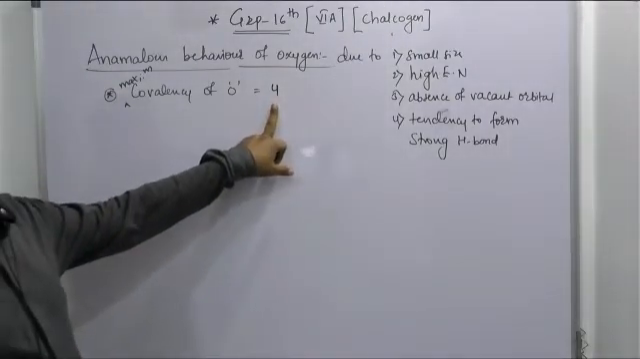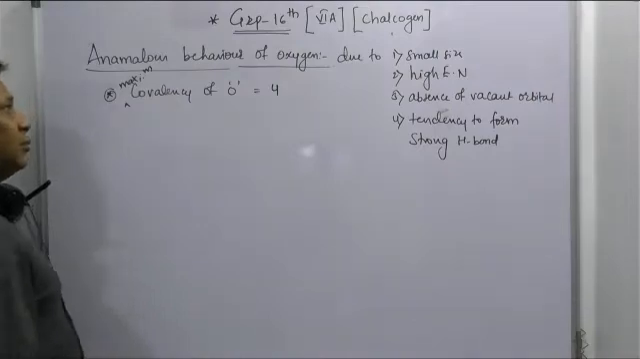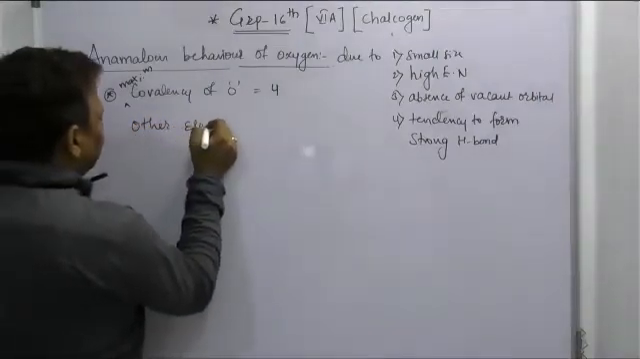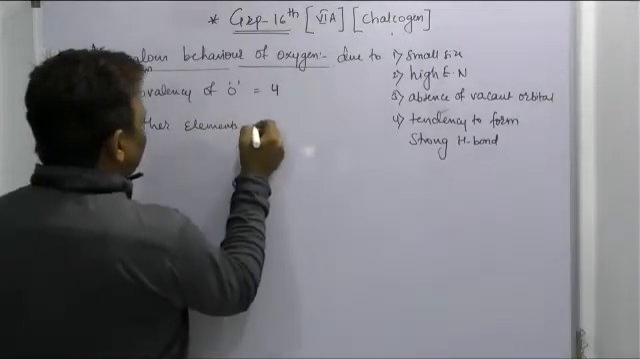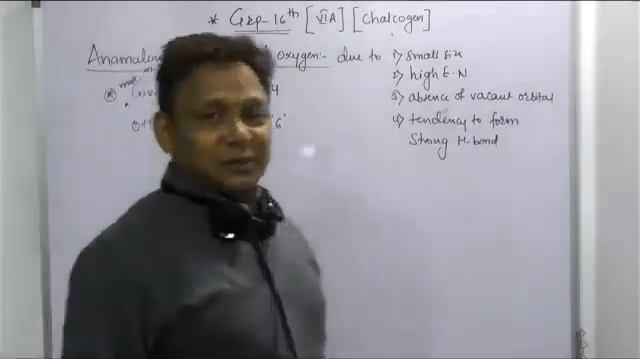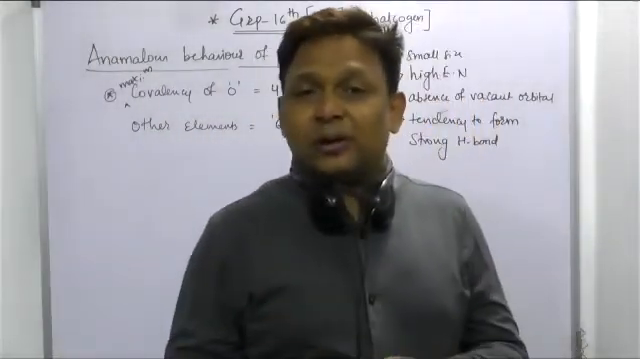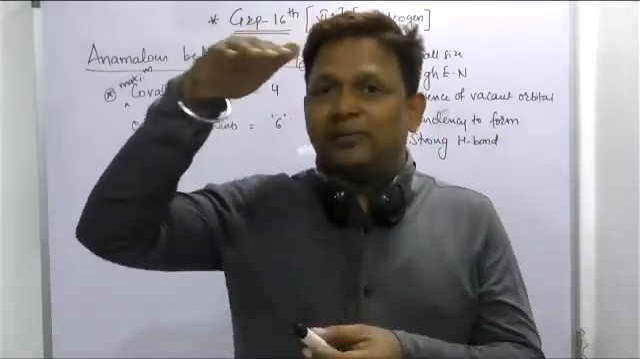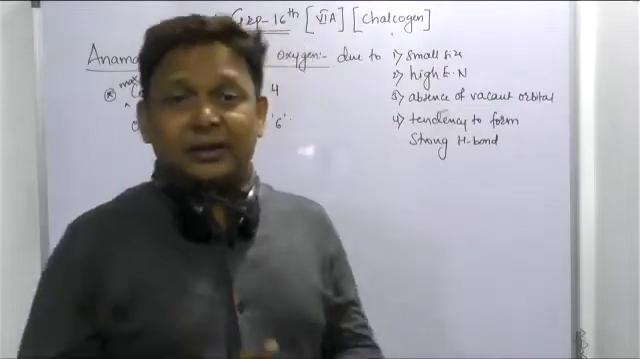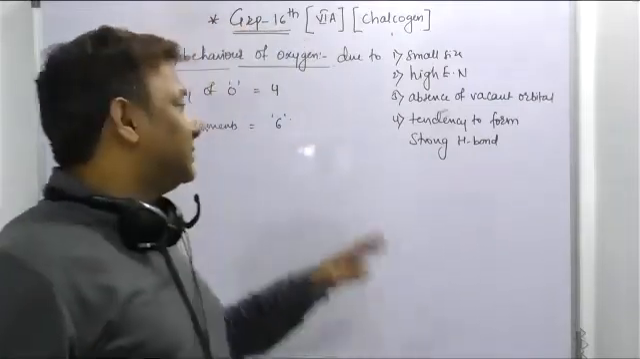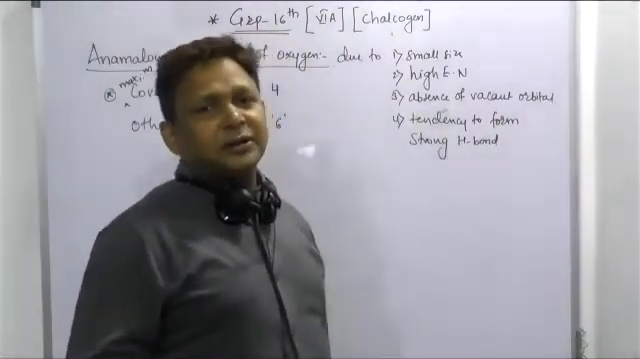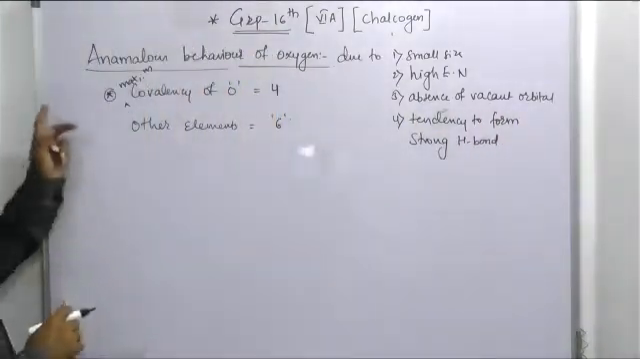But for the other group elements, beta, their covalency will be more than 4. Obviously not more than 6, beta, because any element has maximum covalency equal to its group number. What is the group number here? 6th. So the maximum covalency for the other elements of this group is 6, but oxygen will have only 4, important one, due to absence of vacant d orbital, right? So it is about the anomalous behavior.